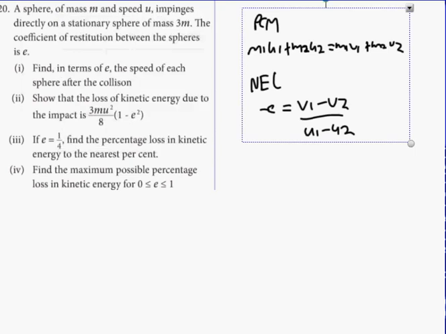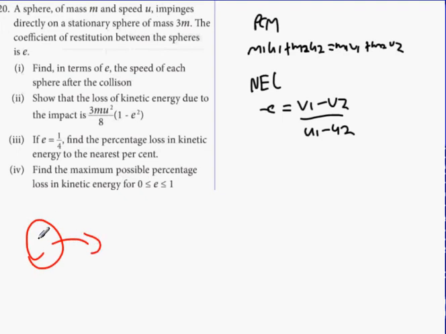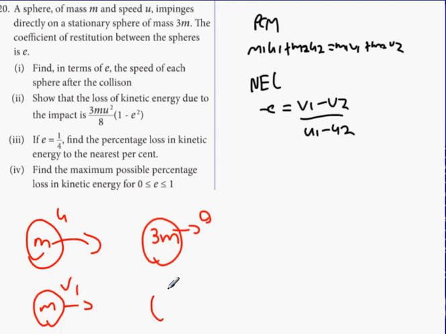Ready? So, starting off, a sphere of mass m and speed u impinges directly on a stationary sphere of mass 3m. The coefficient of restitution between the spheres is e. After collision, I'm going to call the speeds phi1 and phi2, not having any idea what they are. Now, find in terms of e the speed of each after collision.